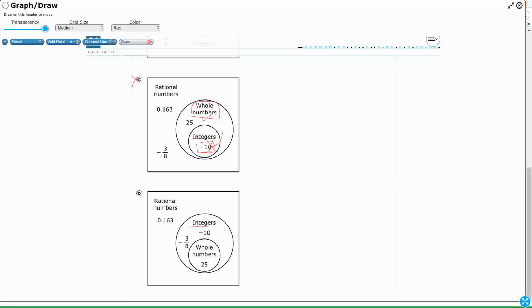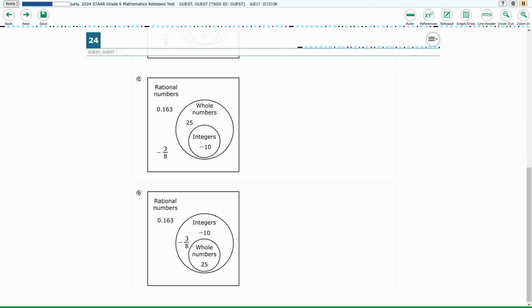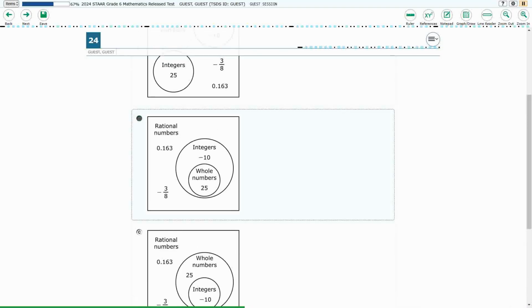And this actually shows the correct relationship, right? Whole numbers is on the inside because all whole numbers are integers. But that negative 3/8 is in the wrong spot. It is not an integer. It is a rational number. Integers are whole numbers that are either positive or negative. So our correct answer is going to be B, which is the only one that shows that correctly.